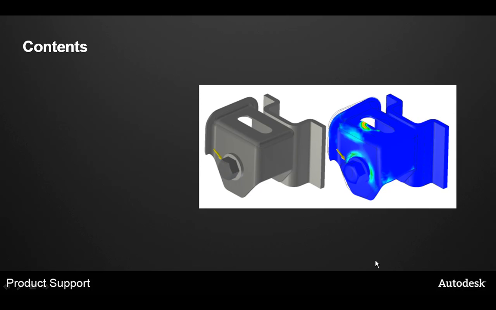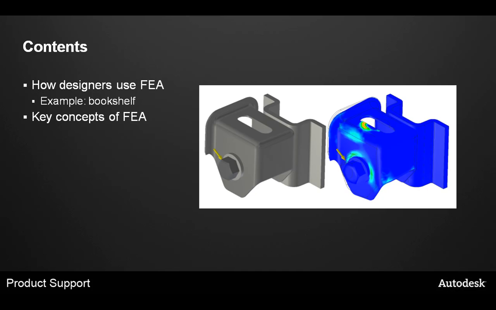Here is an overview of the topics that I wanted to discuss. First of all, how do mechanical designers use finite element analysis packages? I want to illustrate this with a very simple bookshelf example. And then we move on to some key concepts of FEA, more specifically the mesh and what Inventor does with global and local mesh settings. And finally, I will talk about convergence quite a bit, and more specifically H&P adaptive refinement.